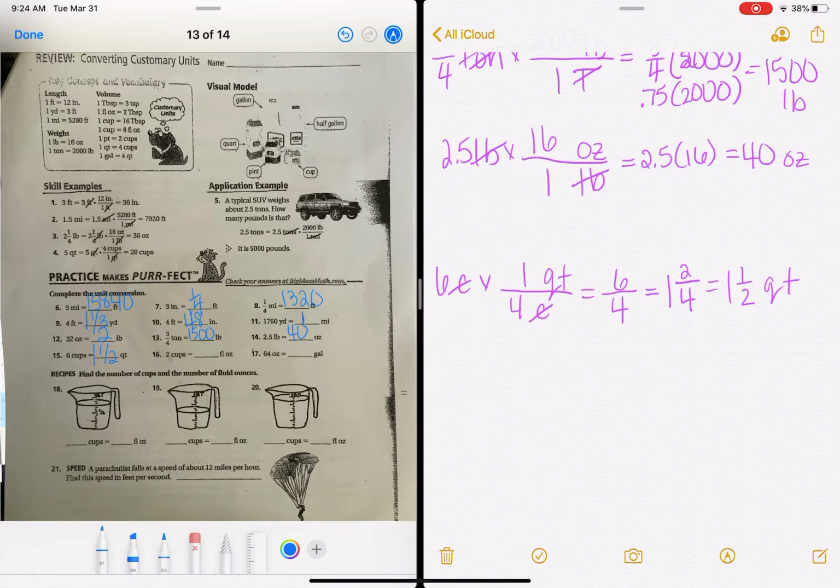Number 16, we have 2 cups, and we're changing to fluid ounces. In our conversion table, we know that 1 cup is 8 fluid ounces. So 2 times 8 is 16 fluid ounces. So 2 cups is 16 fluid ounces.